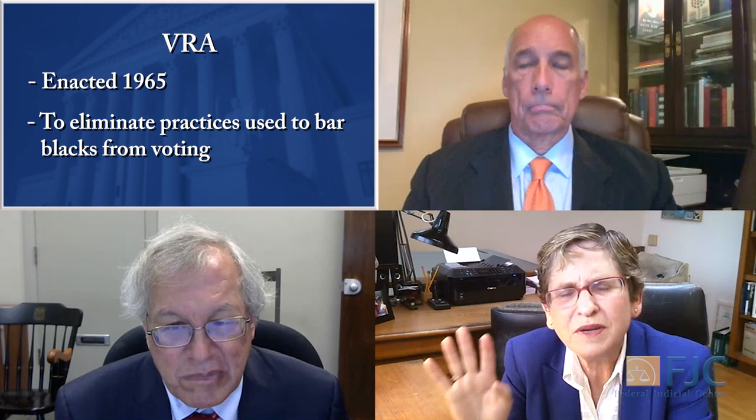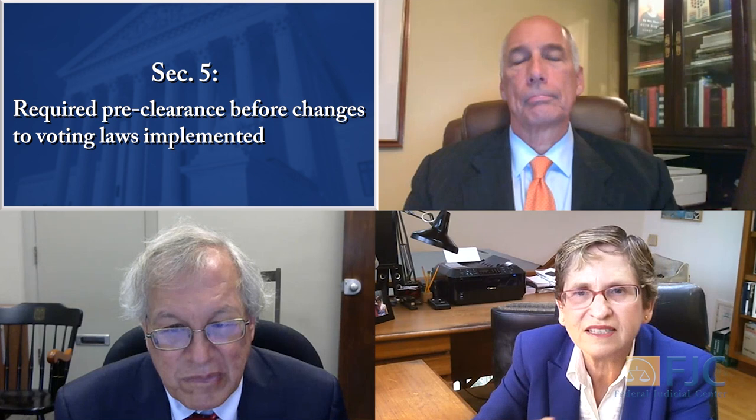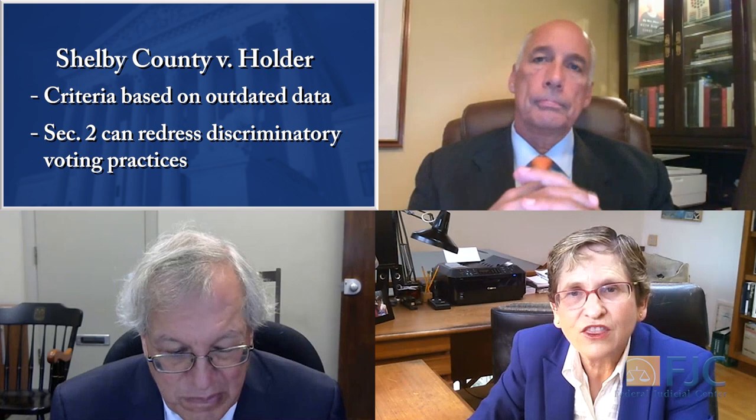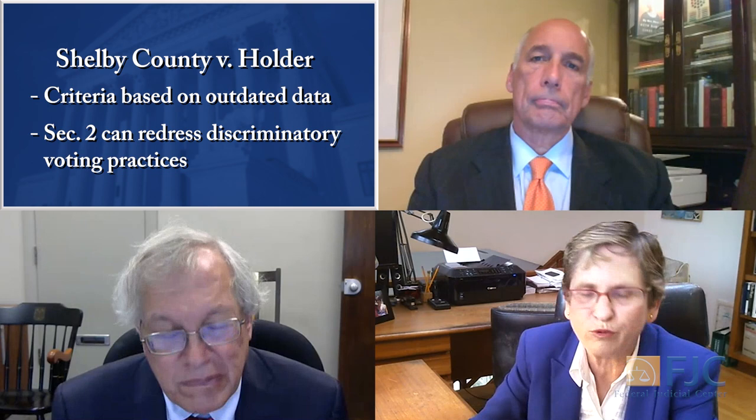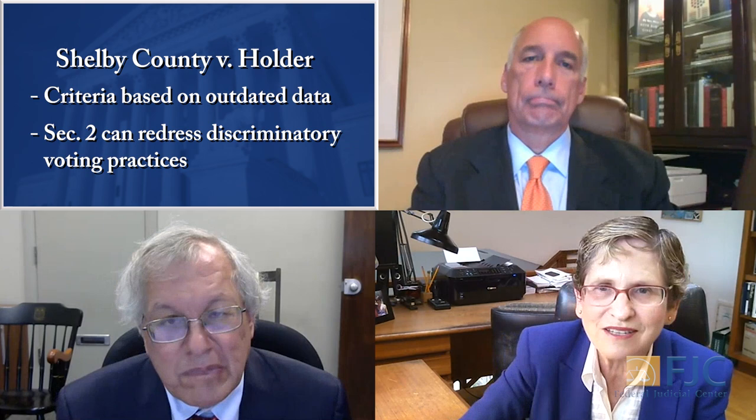First, let me talk about Section 5. Section 5 was a preclearance provision that required federal pre-approval before certain voting restrictions came into play in states across the country, especially those states with a history of voter suppression. But in Shelby County versus Holder, a key case in 2013, the Supreme Court held that the formula used to determine whether Section 5 preclearance was going to be used was based upon outmoded data. So the court said you can't use that, but don't worry. You have Section 2 to make sure that there is not discriminatory action.